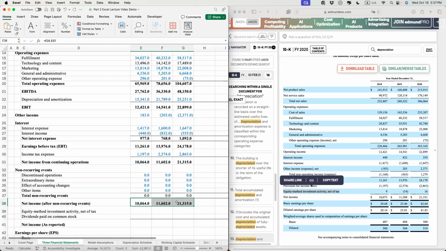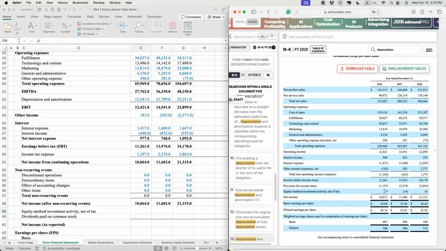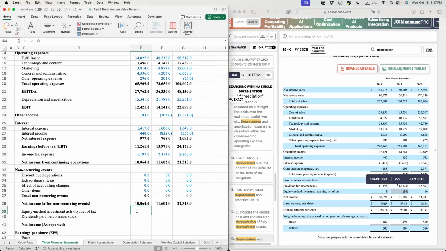The value is 0, so the value should be the same. And now we can start to plug in the equity method investment activity, net of tax. Same idea here: we want to keep the expenses as positive and the income as negative. So we're going to give a negative sign to those positive numbers, and keep the negative value positive compared to the 10K report.